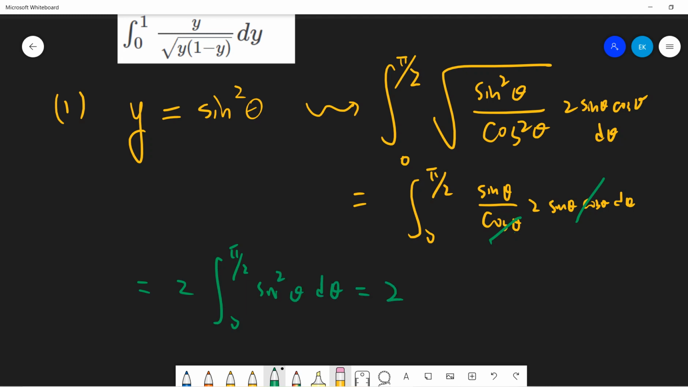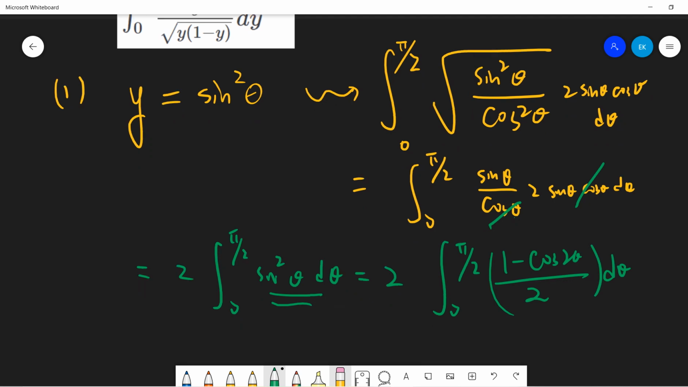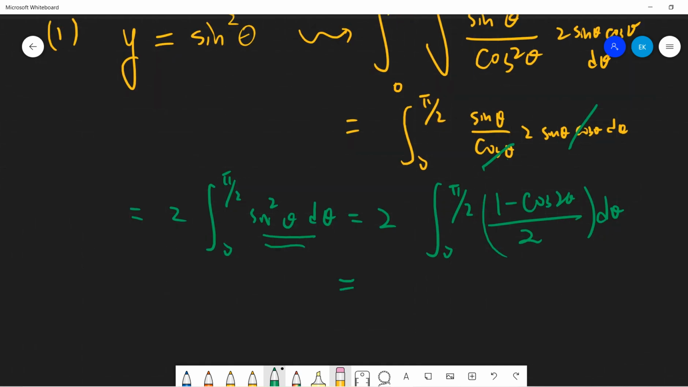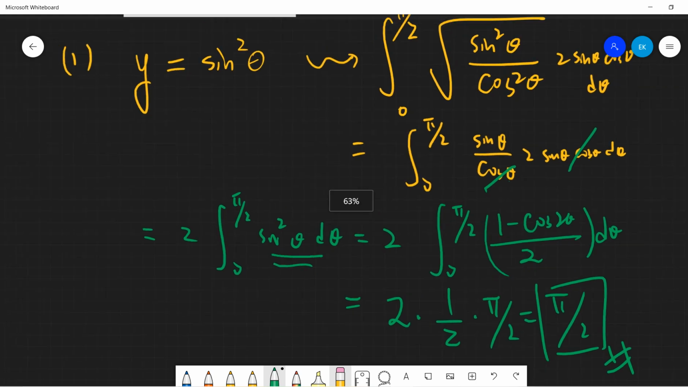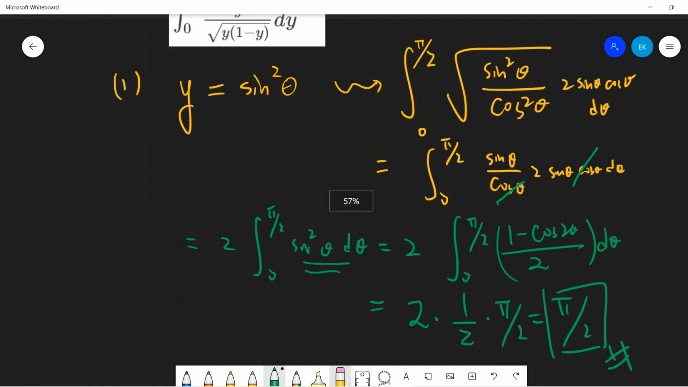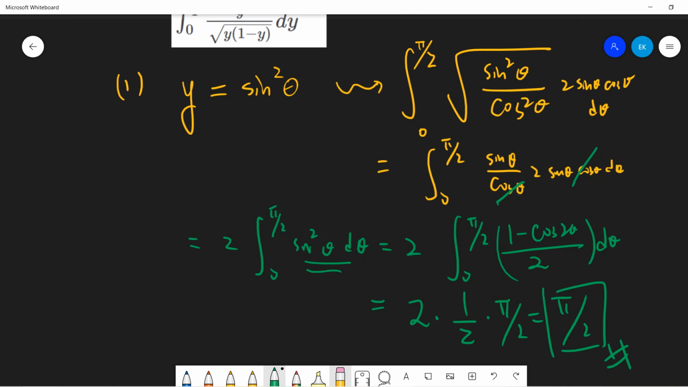So it's the integral from 0 to pi over 2, and this is a standard one, so it's half of 1 minus cosine 2 theta, d theta. You don't care about the cosine 2 theta term because you can prove it will be 0. So finally you get 2 over 2 times pi over 2, which is pi over 2. This is the first idea that you can easily solve if you like to use trigonometric substitution.